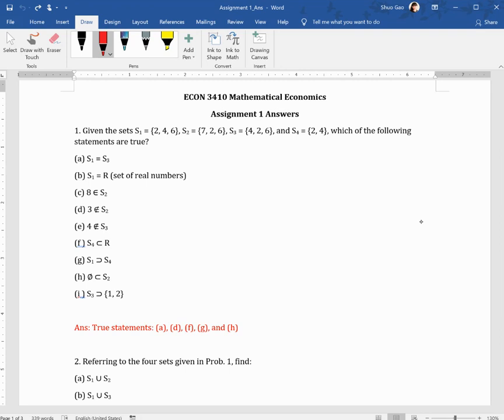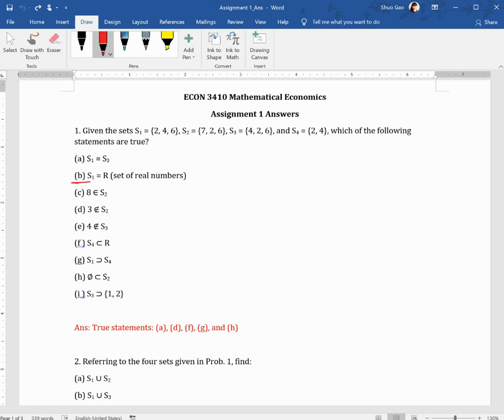So first, S1 equals S3. This is true because S1 is 2, 4, 6, and S3 is 4, 2, 6. So they have the same elements in them. The order doesn't matter, whether it's 2, 4, 6 or 4, 2, 6. As long as the elements are the same, they are considered to be the same set. So S1 equals S3, that's true.